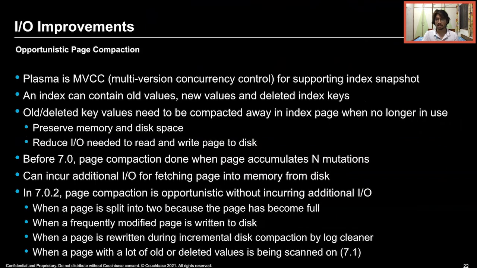Some of these are when a page is split upon becoming full, when a frequently modified page is written to disk, during incremental disk compaction by the log cleaner, and when a page with a lot of unresolved old or deleted values is scanned.